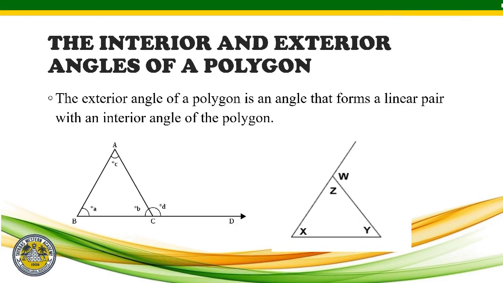In the previous discussions of angles of a triangle, angles of a quadrilateral, and angles of any polygon, the angles referred to are interior angles. In addition to the interior angles of a polygon, we also have exterior angles of the polygon. It is said that the exterior angle of a polygon is an angle that forms a linear pair with an interior angle of the polygon. This figure shows an interior and, of course, exterior angle of a polygon. Recall also that linear pair angles are adjacent angles whose non-common sides are opposite rays.